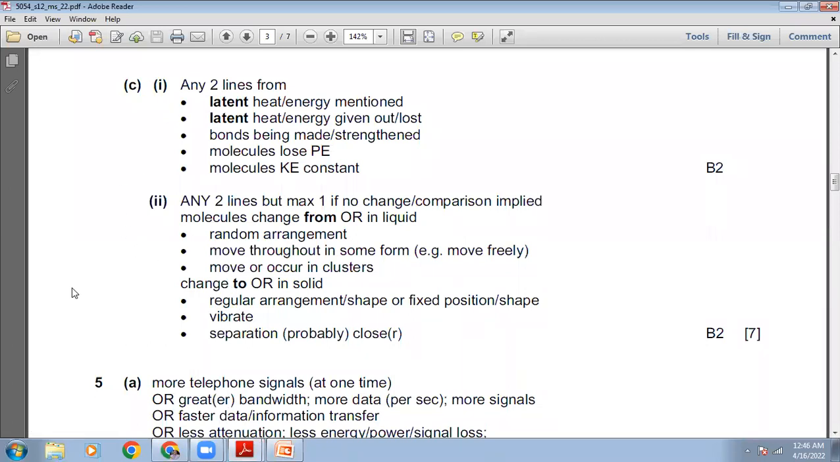So for question number 4C part, the answers are showing up on your screen. Latent heat energy mentioned, latent heat energy given out or lost, the bonds being made, strengthened, molecules lose potential energy, molecules' kinetic energy is constant. So that was the marking scheme.